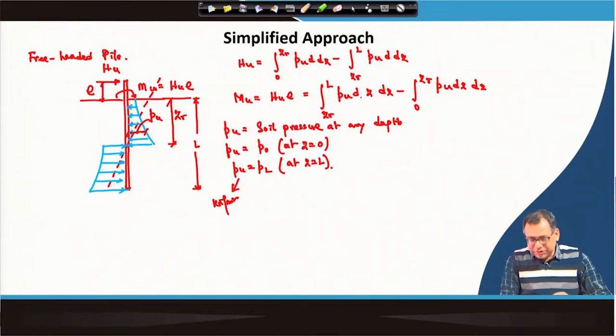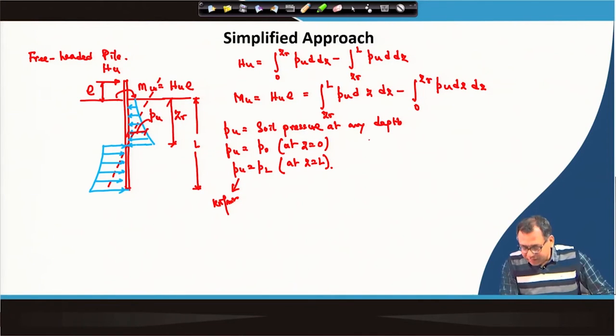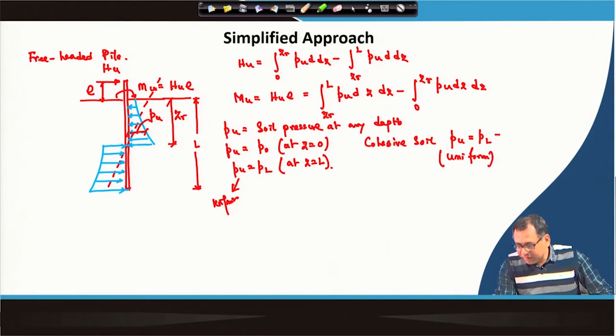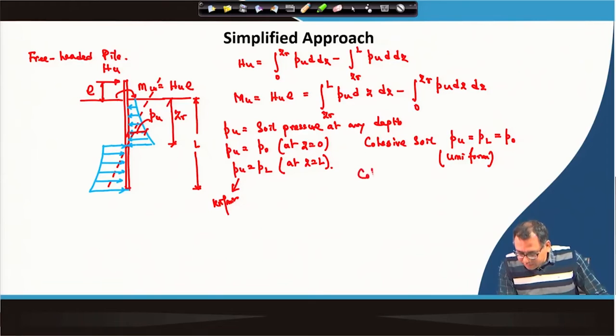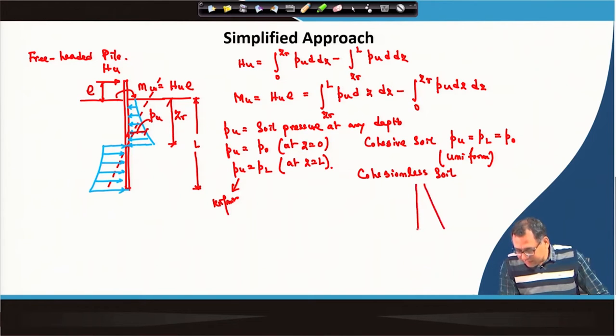Now, this p u distribution, as I have discussed already, for cohesive soil, this p u is equal to p l, that means uniform, or you can write p 0 also, that means it is uniform. But for cohesionless soil, this is not uniform, this is varying linearly. Assume it is varying linearly from p 0 to p l. So, p u varies linearly from p 0 to p l. So, p 0 means at z equal to 0, and this is z equal to l.